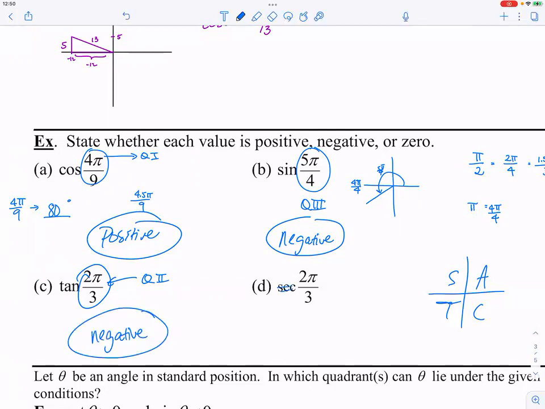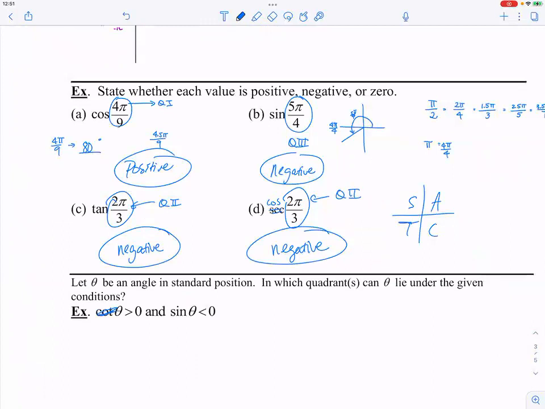And for part D, I think it was changed to cosine of 2 pi over 3. So cosine of an angle that's in quadrant 2 must be negative. Okay, it must be negative. Where would it be 0? If it somehow hits one of the axes, then it could be 0. I think this one is all right.